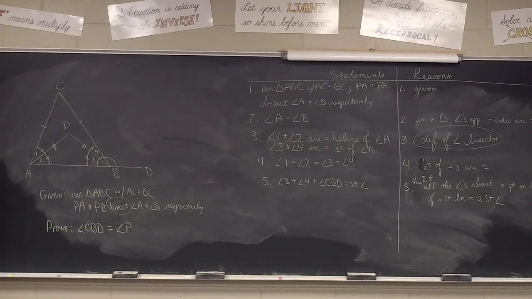So, if the 4 is equal to the 2. It is? A triangle. What about the angles in a triangle? The angles in a triangle add up to a straight angle. What triangle are you talking about? The PAB. PAB, okay. So, see, angle 4 plus angle 3 equals angle 2 plus angle 3.